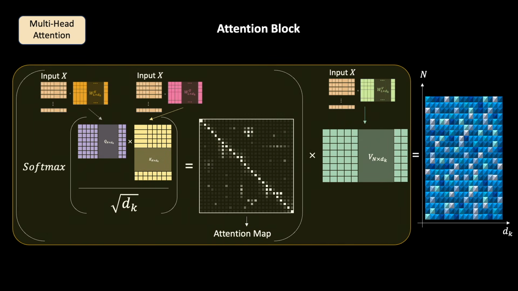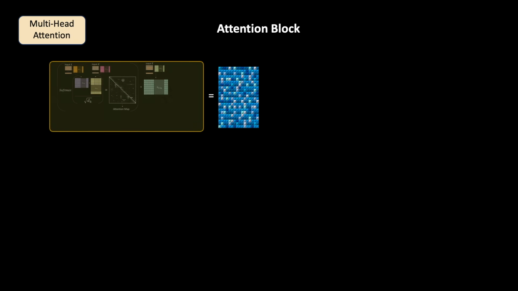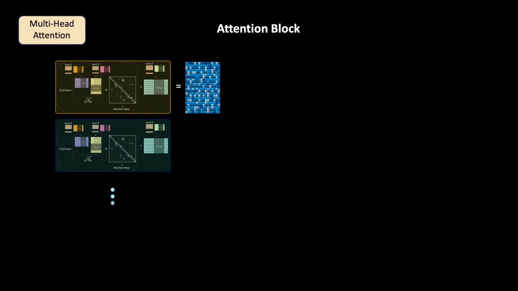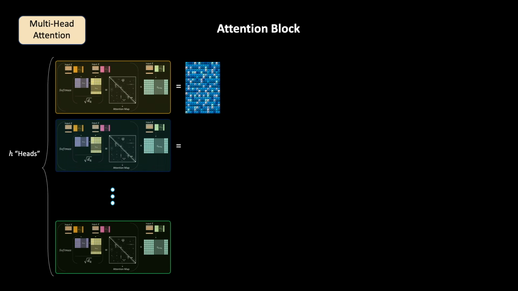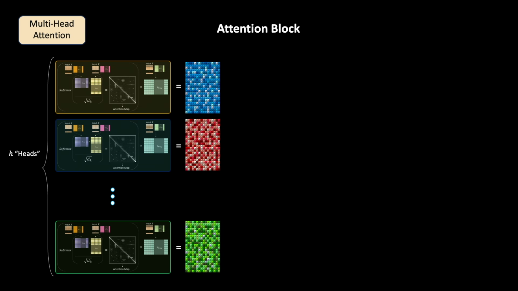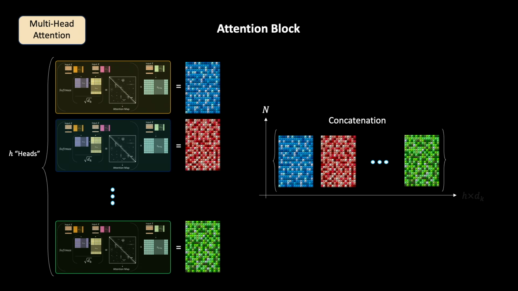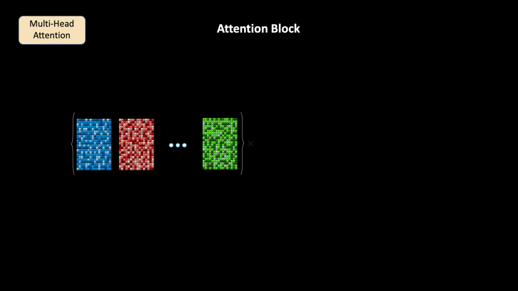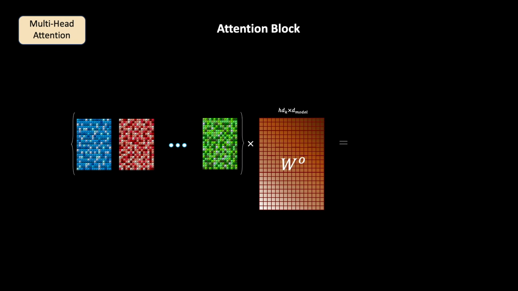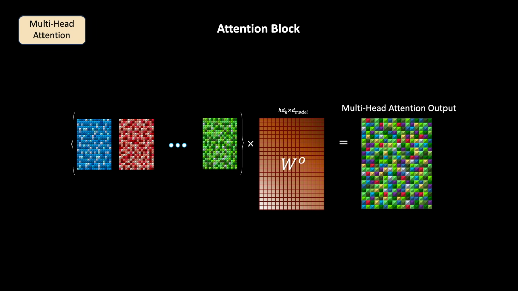In multi-head attention, we have h such heads operating in parallel. Each head has its own set of learnable weights, allowing the model to focus on different aspects of the relationship between words simultaneously. We then concatenate the outputs of all heads along the feature dimension to produce an n times h·dk output. The final step is to multiply this concatenated result by another learned weight matrix, which fuses the information from all heads into a single unified representation.